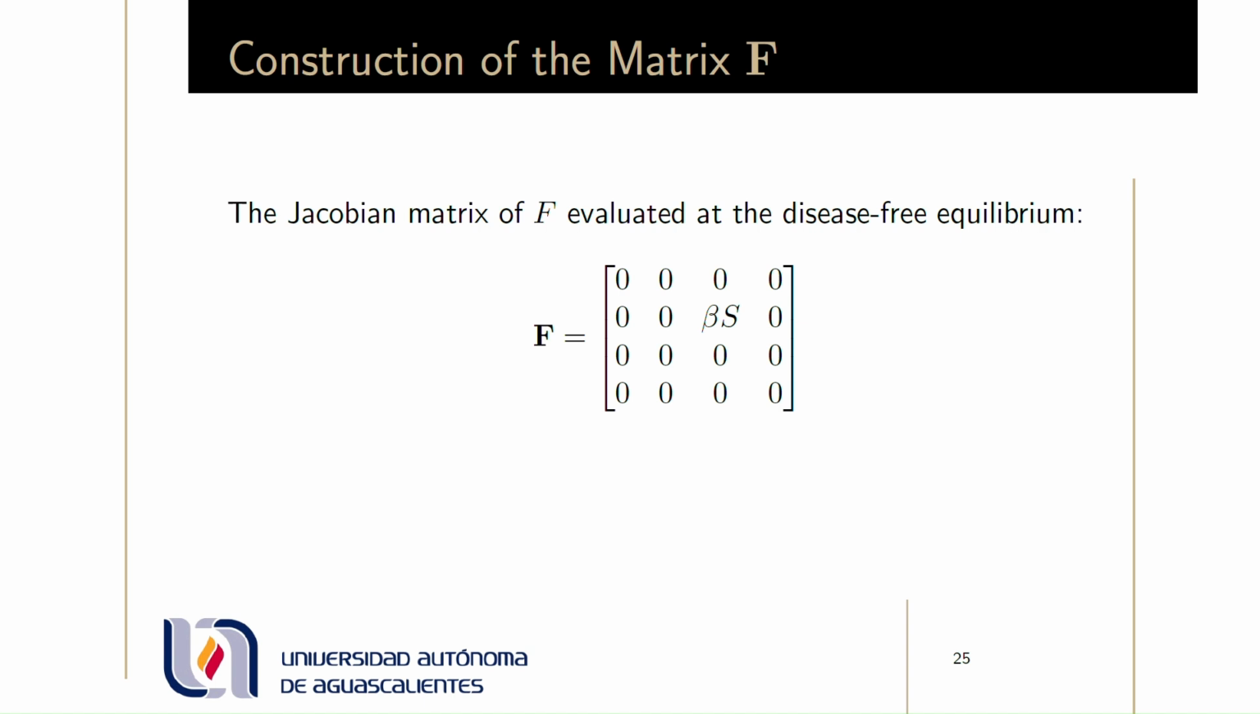Here we show the Jacobian matrix of F evaluated at the disease-free equilibrium. Only the entry related to beta S is not zero. All other partial derivatives are zero because infection only occurs through S and I.